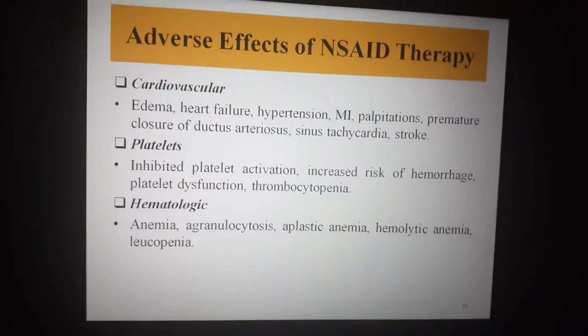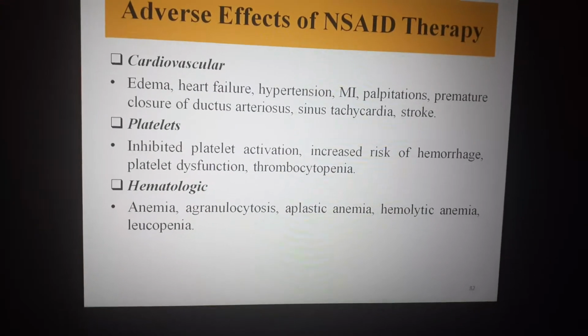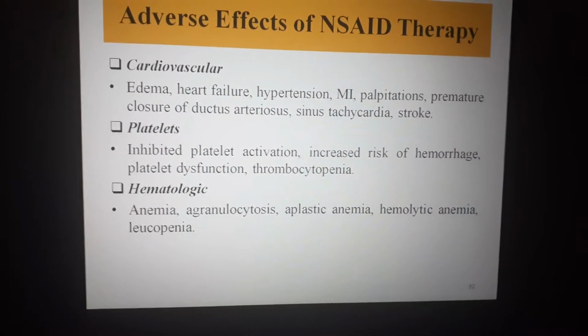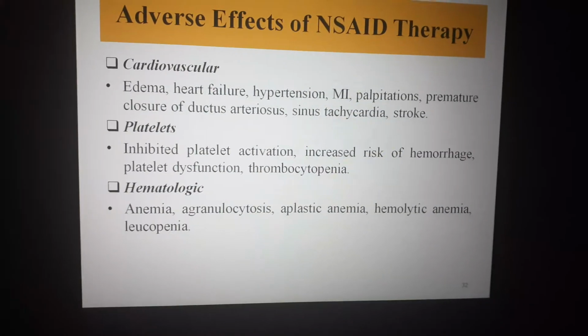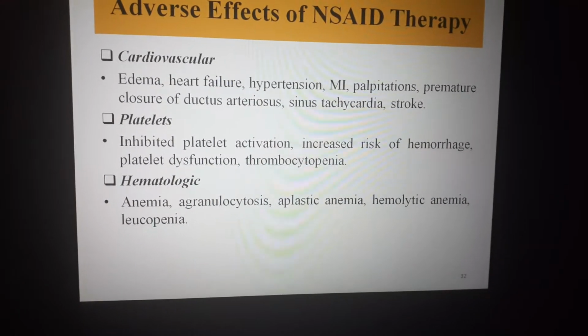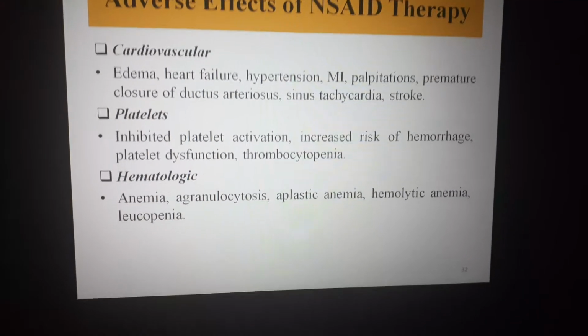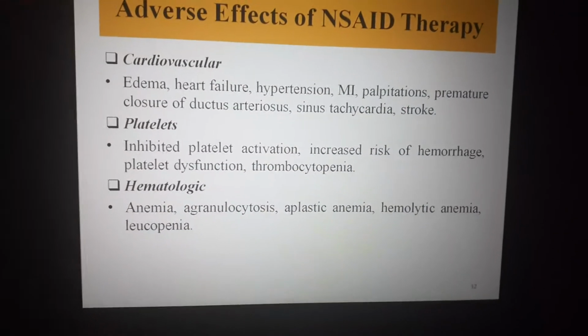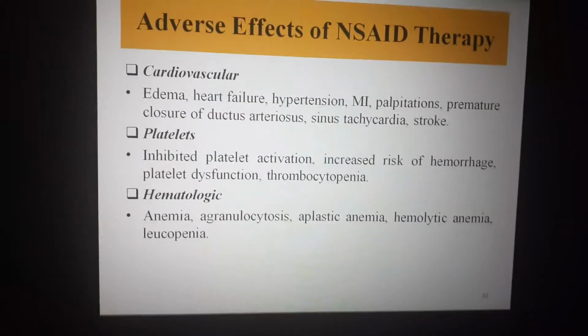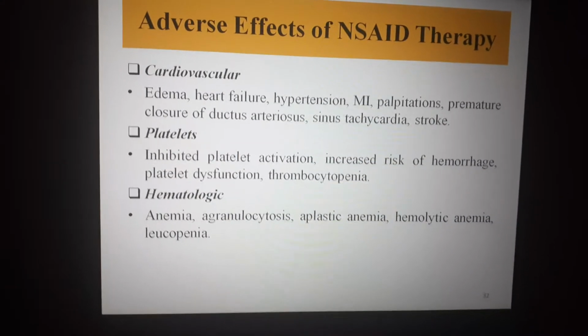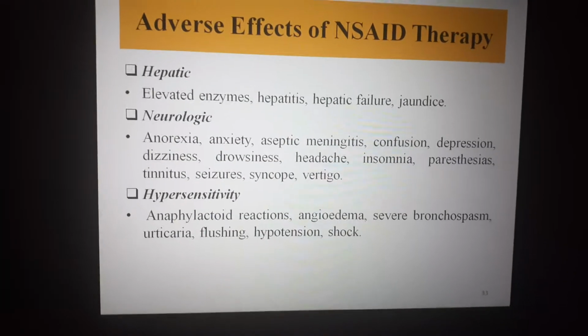Similarly, cardiovascular adverse effects include edema, heart failure, hypertension, myocardial infarction, palpitation, premature closure of ductus arteriosus in the fetal circulation, sinus tachycardia, stroke. Platelets, these drugs inhibit platelet activation, so increased risk of hemorrhage. Hematologic adverse effects include anemia, agranulocytosis, aplastic anemia, and hemolytic anemia.